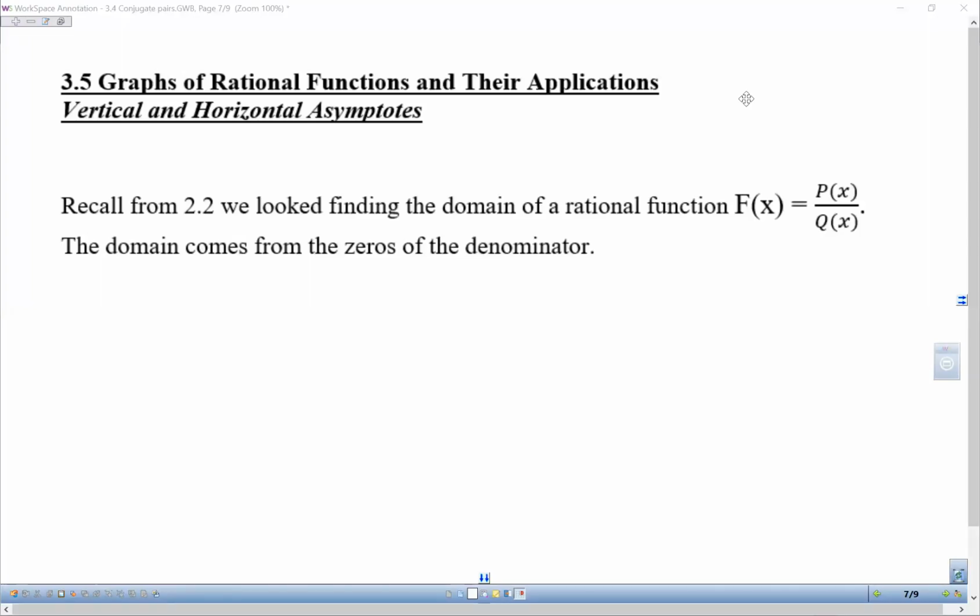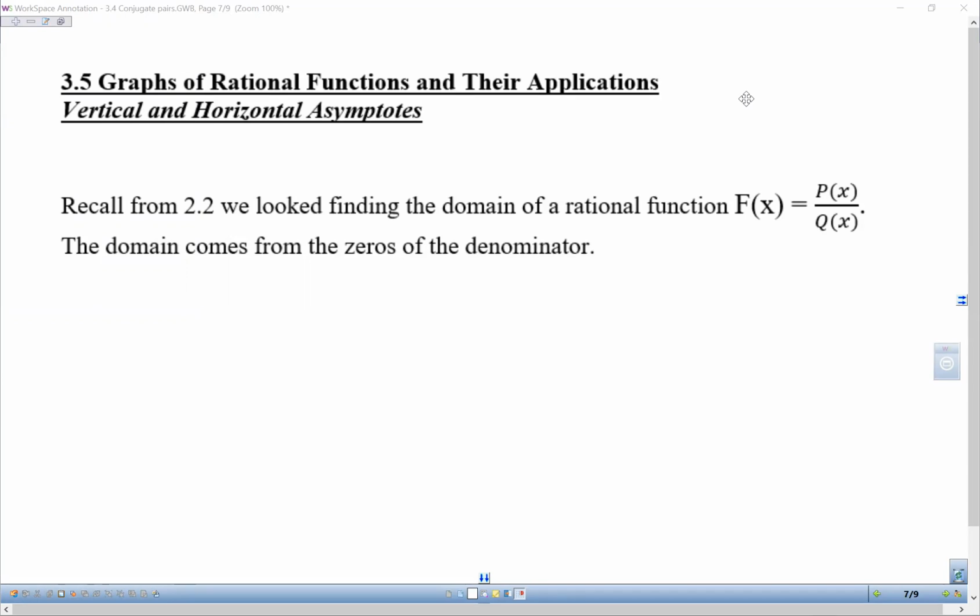Okay, class, welcome back. We are in the last section of chapter 3. This is a very short section, and we will be dealing with the asymptotes of rational functions. So, the good news is we are not actually going to graph any of these, even though the title says graphs of rational functions. We are only going to be looking at the asymptotes, and basically you're going to find the asymptotes from the equation.